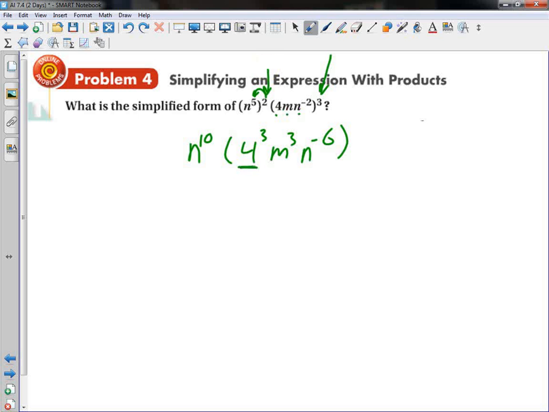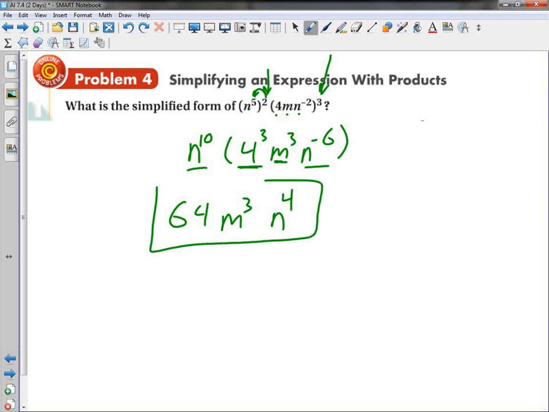Let's do 4 first. 4 to the 3rd power, I believe, is 64. M no longer has anything to combine with, so it's done. But we do have n and n, and that there is a multiplication there. So we have one base. Since it's multiplication, we're going to be adding the exponents, and 10 plus a negative 6 is a positive 4. So that is a simplified version of what was listed.